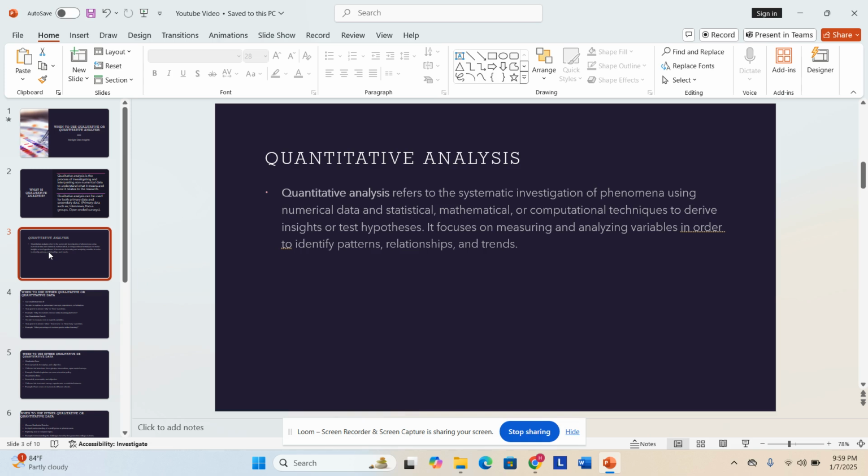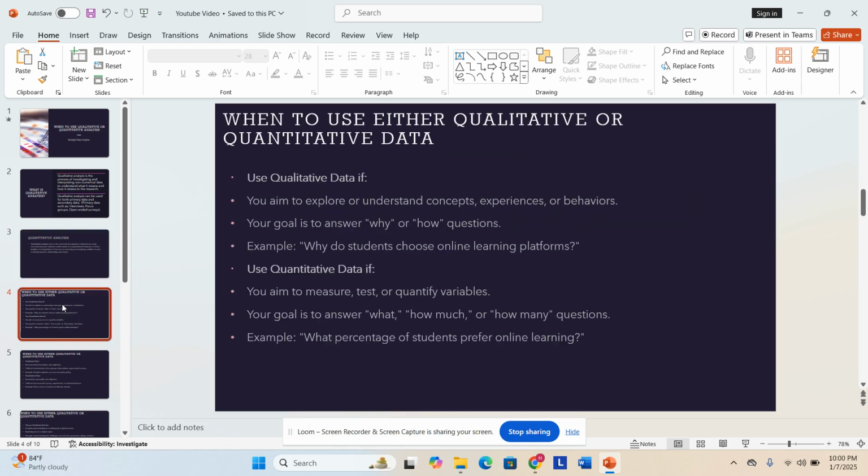So, having seen this, when do you now use quantitative analysis and when do you use qualitative analysis? Can you just use them anytime you feel like? So let's see. When to use either qualitative or quantitative data.